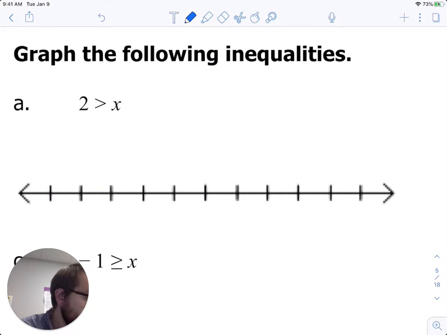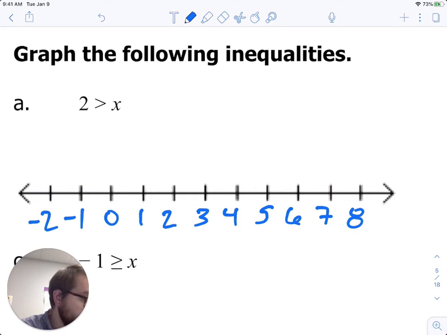And so we know we've got 2 on here. If I put my numbers on here, we know we need 2 to be on there, and then some numbers bigger, some numbers less. But which way is our arrow going to go?